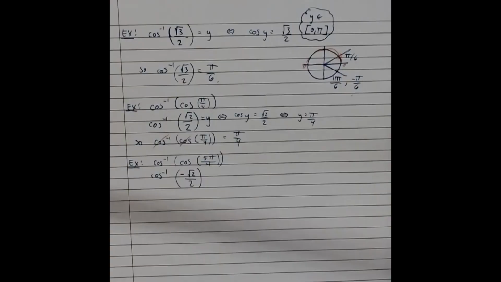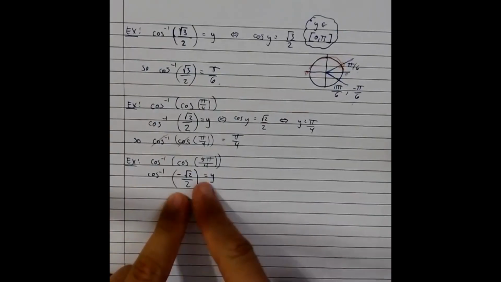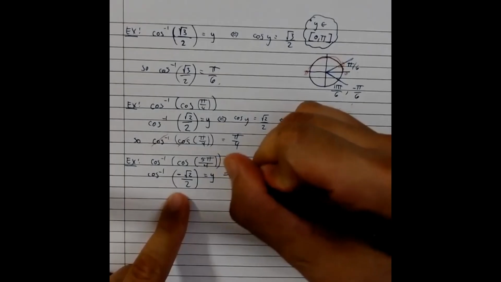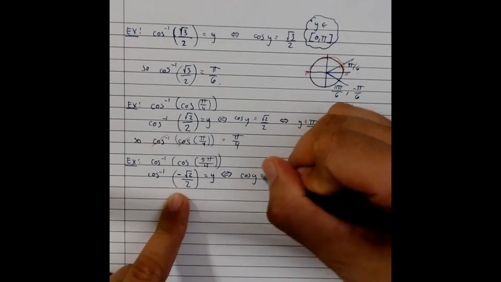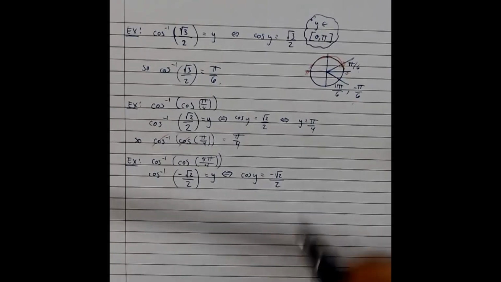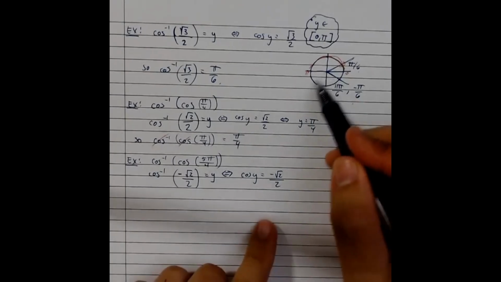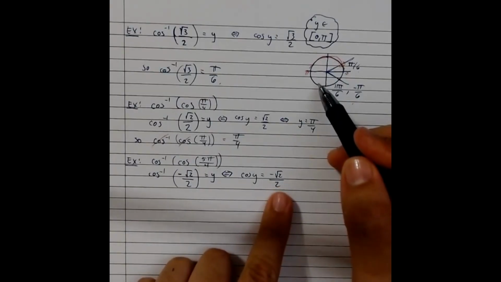Now I want to take the inverse cosine. All right, well, remember, by our definition, what that means is that cosine inverse of negative root 2 over 2 is equal to y. That's the exact same thing as saying that the cosine of y is equal to negative root 2 over 2. And you say, well, yeah, that's 5 pi over 4. After all, the cosine of 5 pi over 4 is negative root 2 over 2.